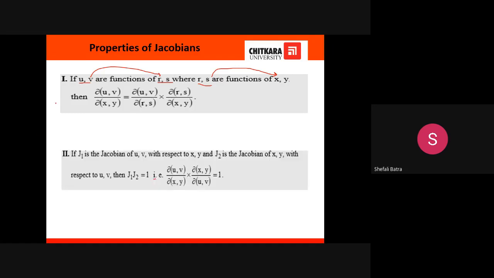Property number 2. If J1 represents the Jacobian of uv with respect to xy and J2 is the Jacobian of xy with respect to uv, then J1 into J2 is equal to 1. That is, curly u curly v with respect to xy into curly x curly y with respect to uv is equal to 1.